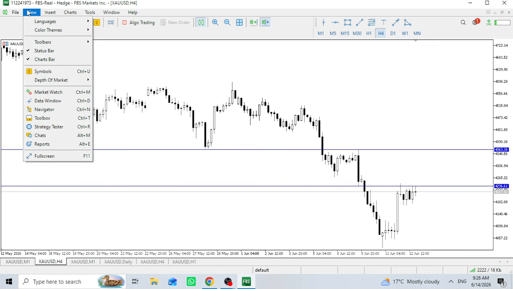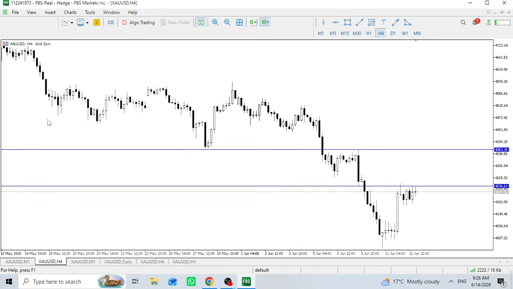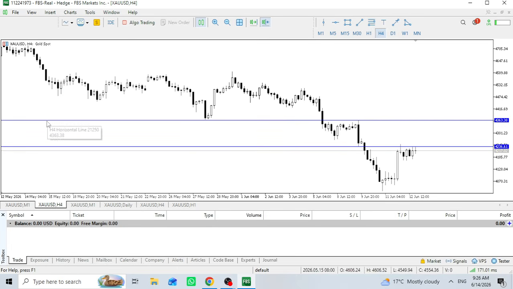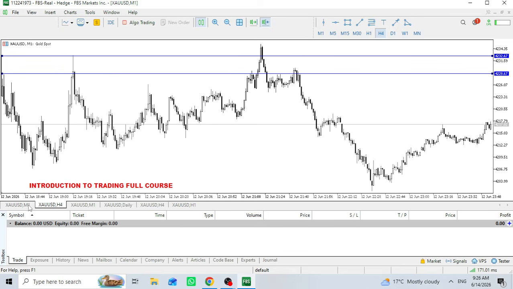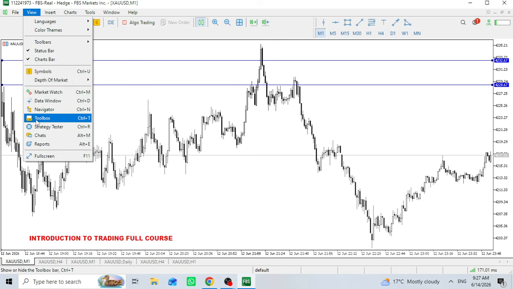Here, what you should be focusing on is the Toolbox. Here click Toolbox, and now you'll be able to see your trades down here. Trades, your history, your everything, you'll be able to see it down there. If you don't want to see this screen, then you close it. But if you want to see your running trades, you'll just go to View and go to your Toolbox.